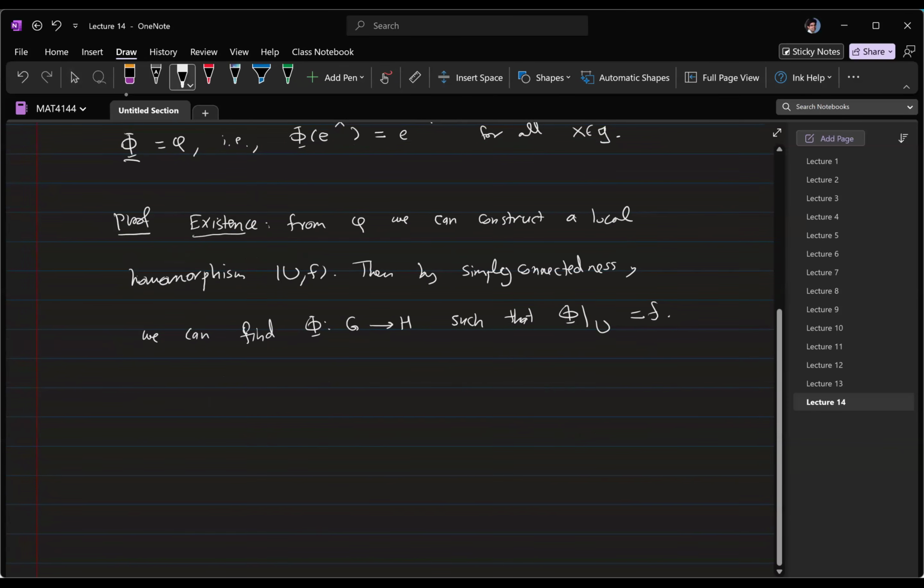And now what about the uniqueness? So can you explain why this map should be unique? So suppose we are given two maps, like phi 1 and phi 2, two choices.